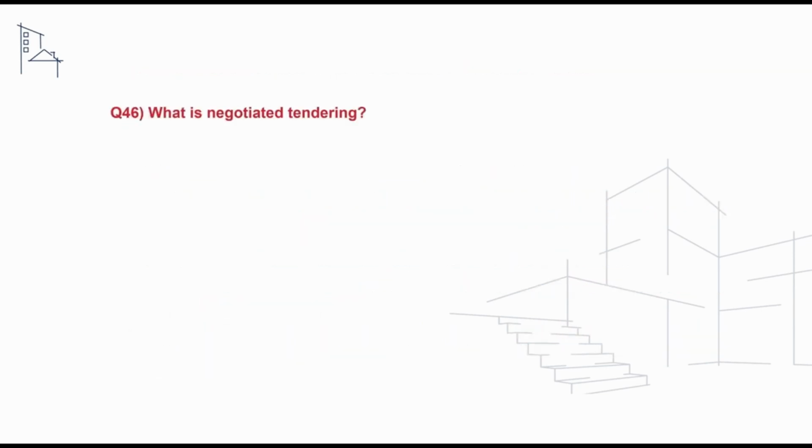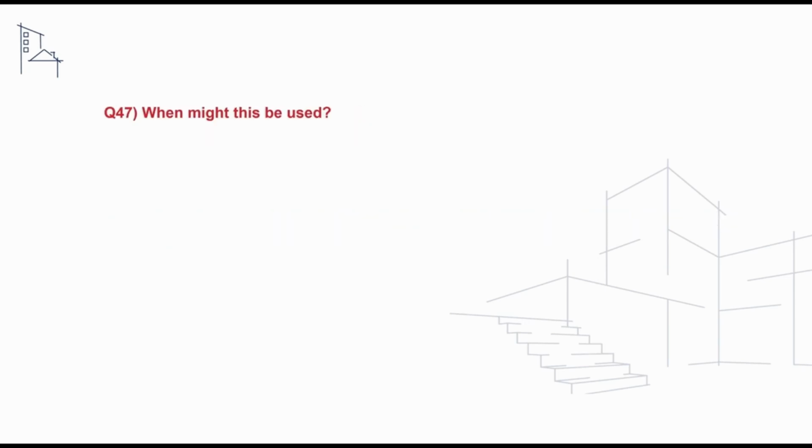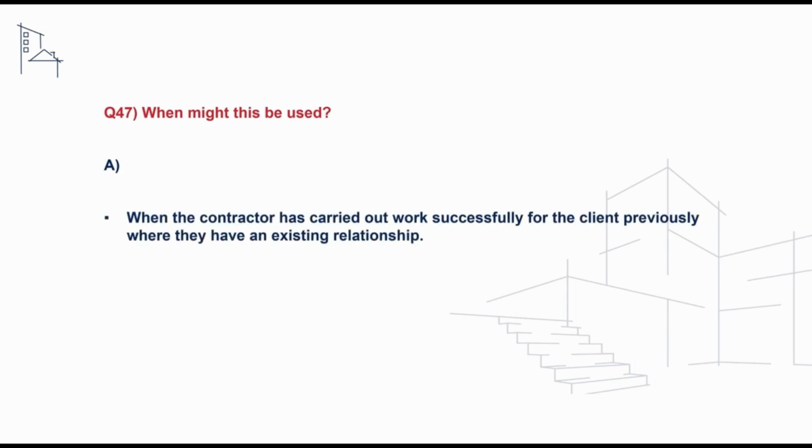The next question we'll take a look at is what is negotiated tendering? And to address this, we can say that this is where the client has an existing preference for appointing a particular firm and only negotiates with one contractor. A follow-on question we may receive on this is when might negotiated tendering be used? And to address this, we can say that when the contractor has carried out work successfully for the client previously and where there is an existing relationship.